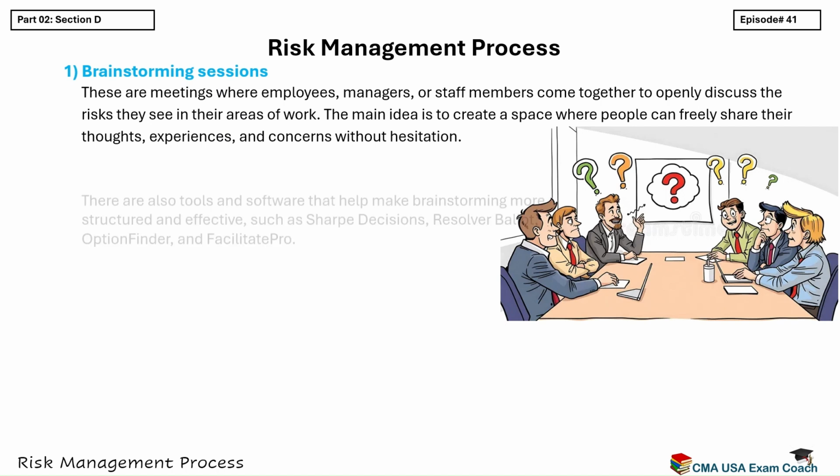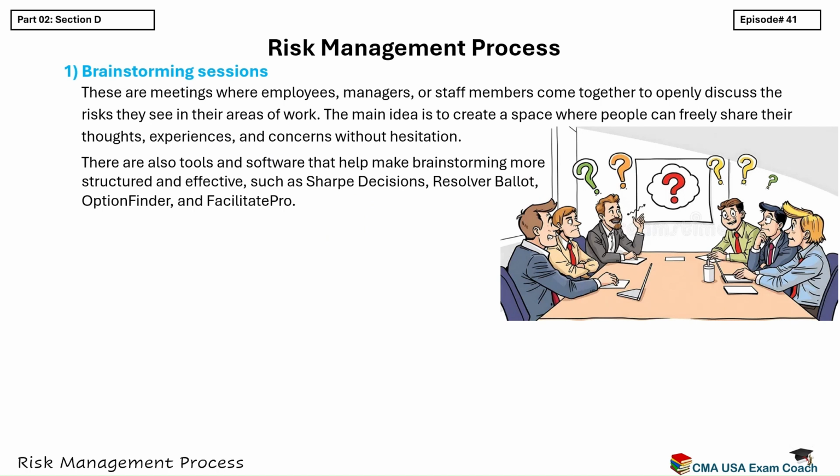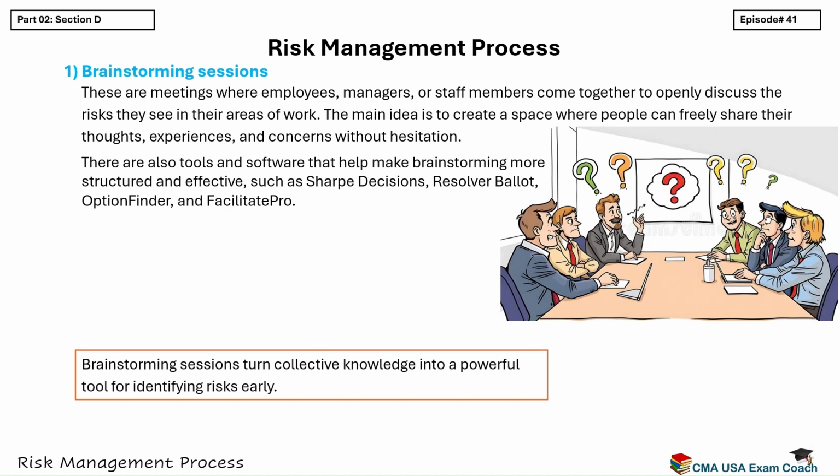There are also tools and software that help make brainstorming more structured and effective, such as Sharp Decisions, Resolver Ballot, Option Finder, and Facilitate Pro. These tools allow participants to vote, rank, or organize ideas in a systematic way, making the process more efficient. In simple words, brainstorming sessions turn collective knowledge into a powerful tool for identifying risks early.